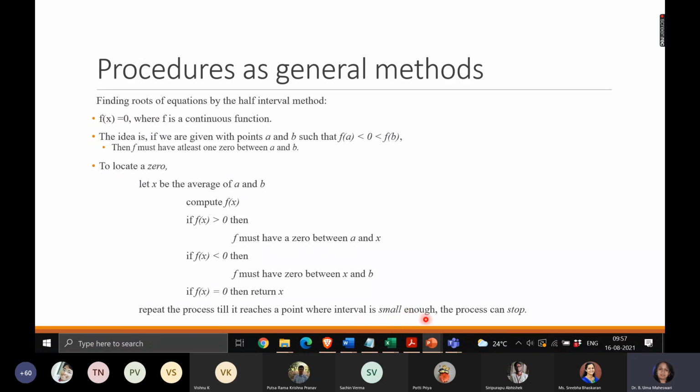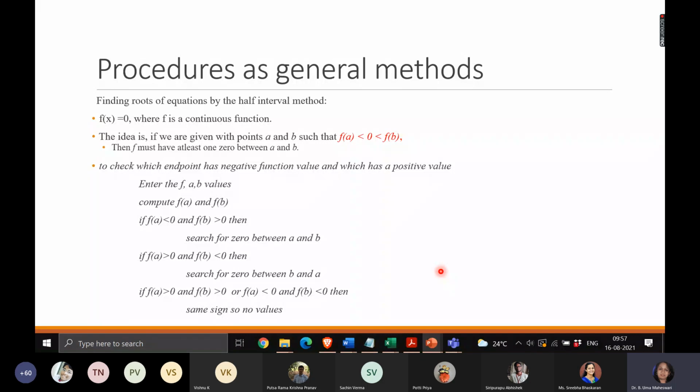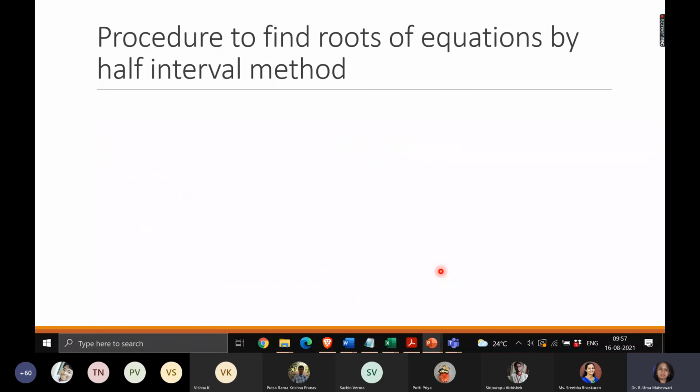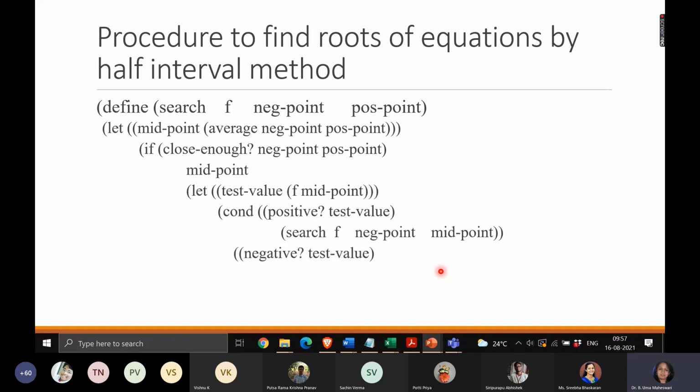So this is the terminating point. Okay, so the process is stopped, right? And another thing is, let's look at the example program for doing this operation. Okay, let's look at it.